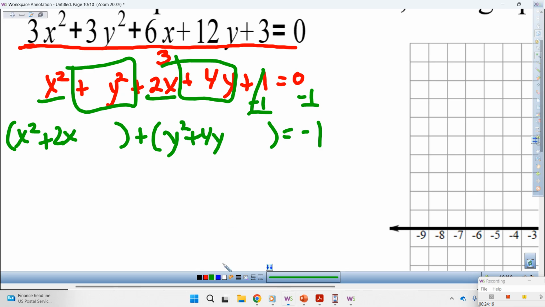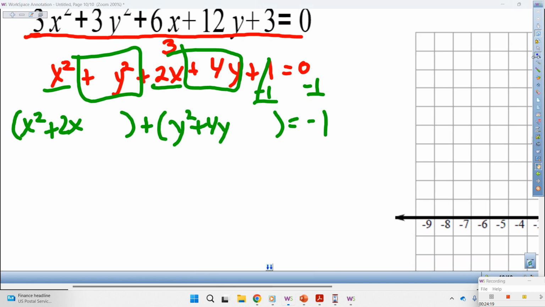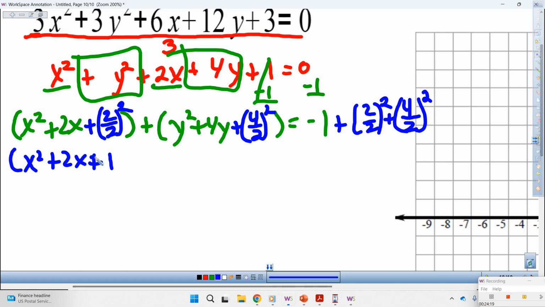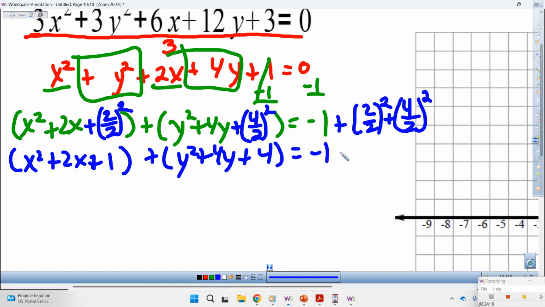All right, next, pass someone. Rachel? Plus 2 over 2 squared to each side, plus 2 over 2 squared. What else? Plus 4 over 2 squared to each side. All right, so we end up with x squared plus 2x plus 1 plus y squared plus 4y plus 4 equals negative 1 plus 1 plus 4.